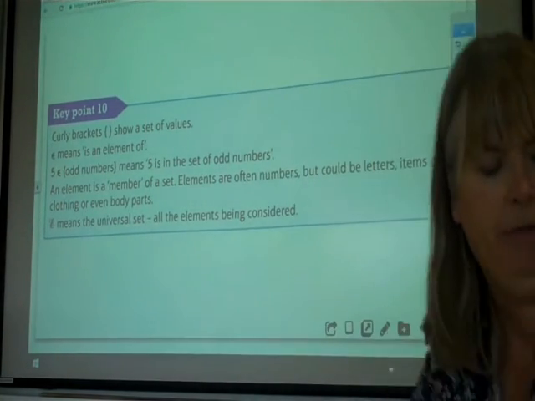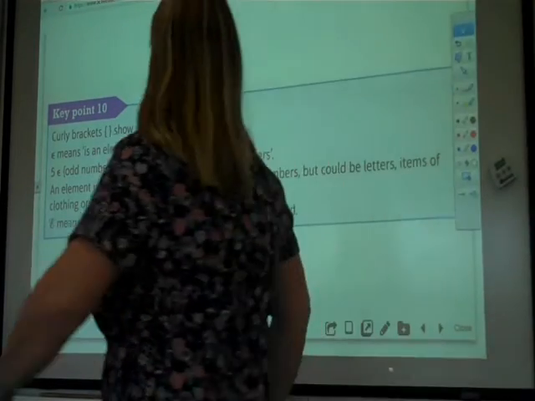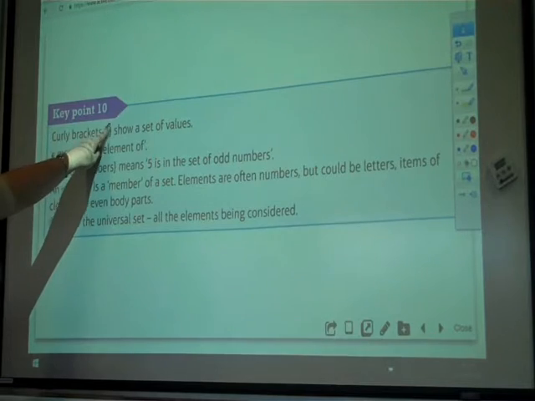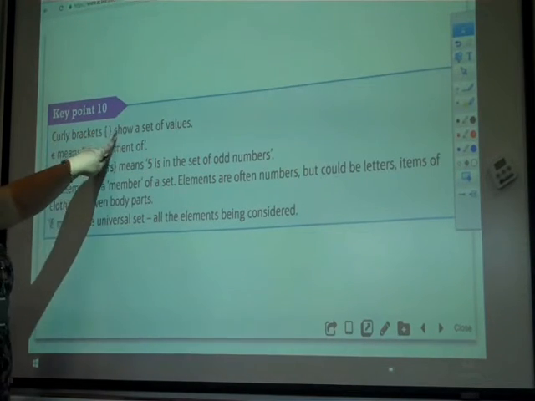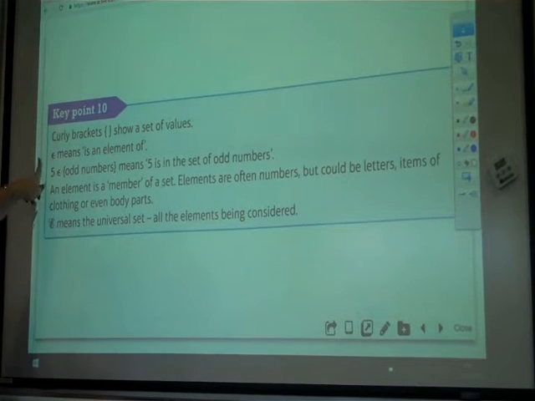Of Venn diagrams. You've done a little bit of this before. So are you happy that when you've got these curly brackets here, you will have a set of numbers in them, and that shows you the numbers that you have got. That's a set of values. Okay? A little e means something is an element of a set. Okay, so it means it's one of the numbers in the set.